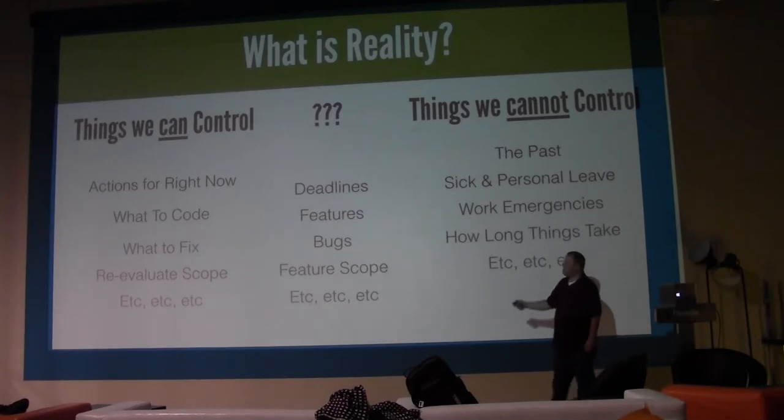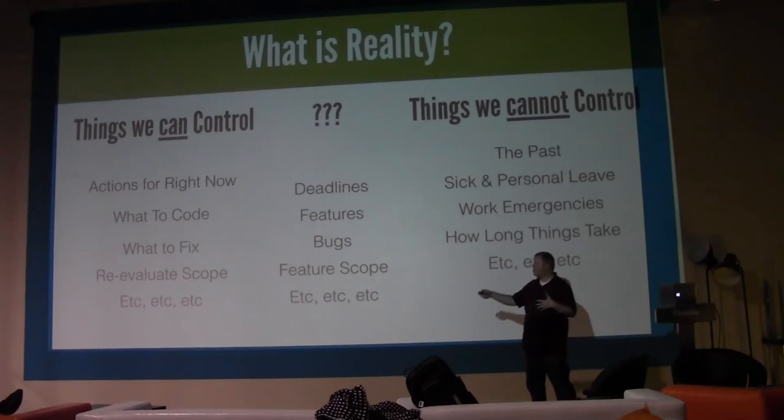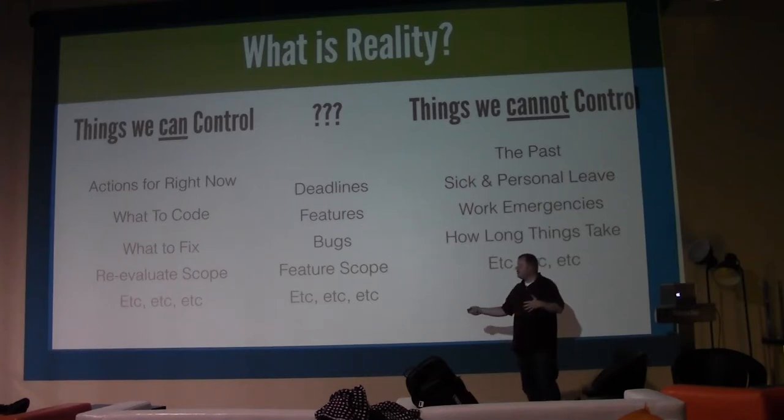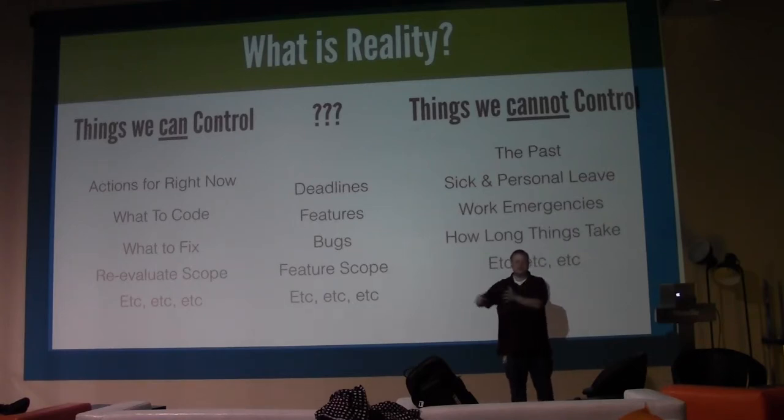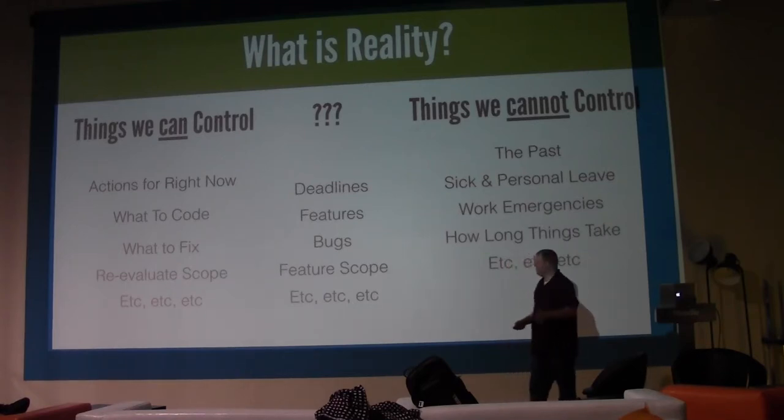Then you have things that you can control. So what am I going to do right now? What am I going to do today? What am I going to do tomorrow? What am I actually going to code? What am I actually going to fix? And scope. There might be features and say, this feature is going to take 3 or 4 days. But the most important part is this part. And I can do that in 4 or 5 hours. I'm not going to do the rest of this. I'm just going to do this really important stuff. And those are things that you can control.